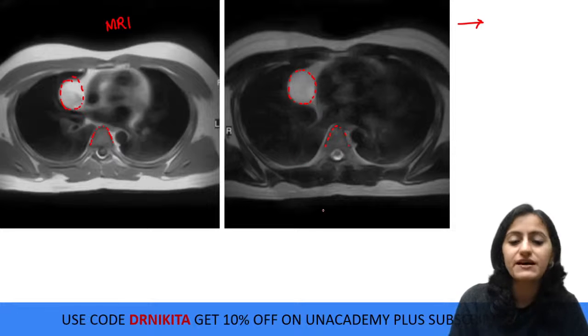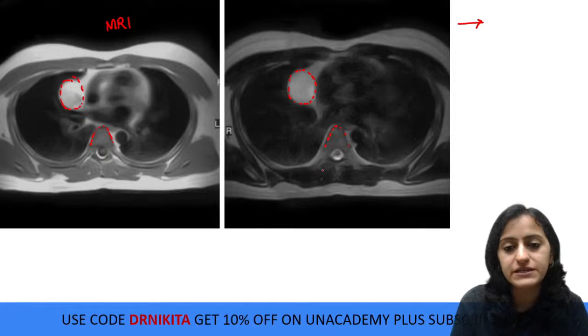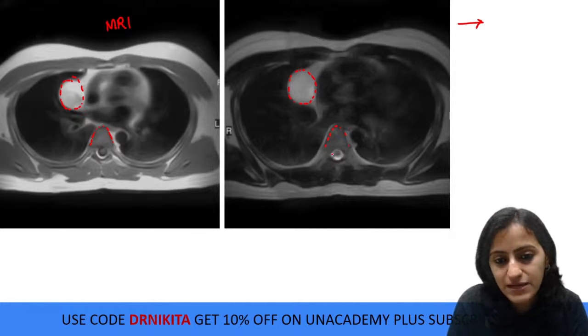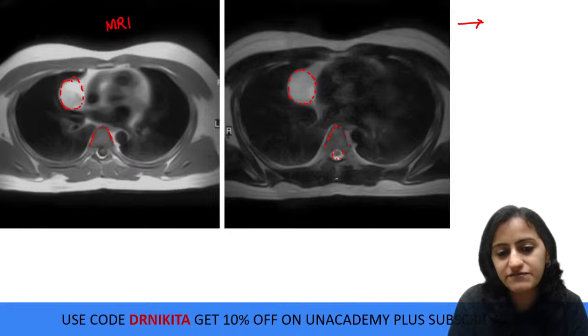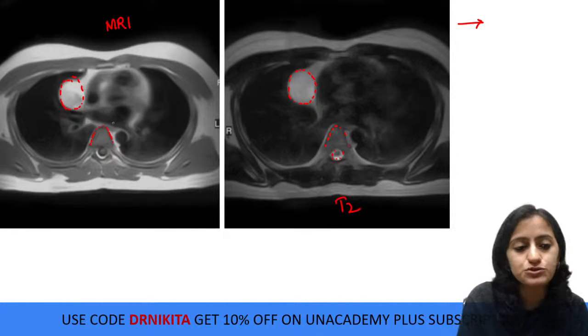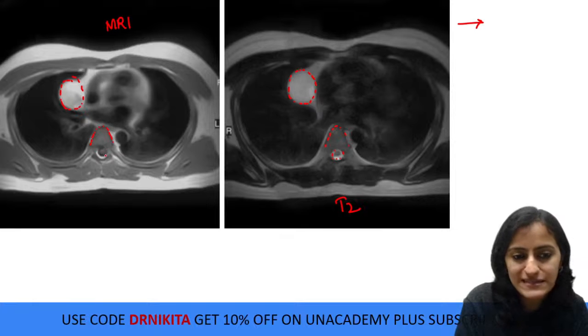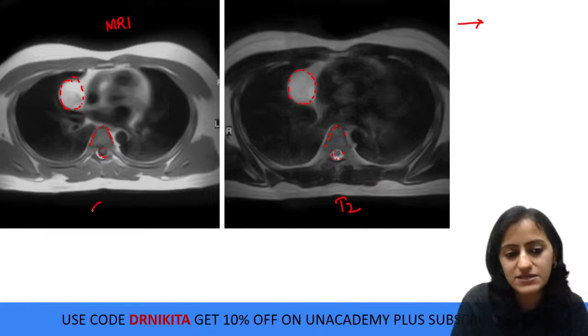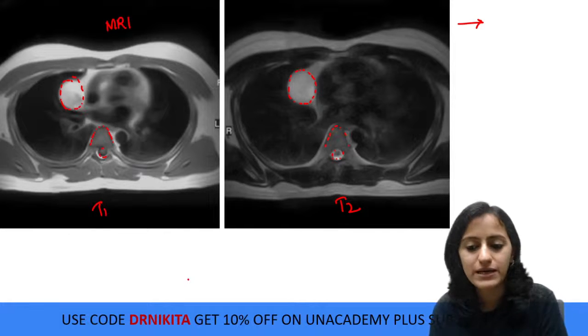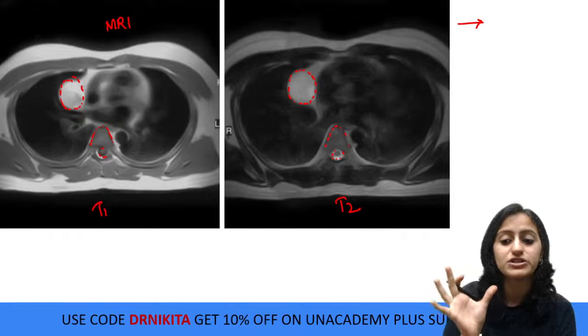How will you identify? Look at the water part of it. So look at the CSF surrounding the spinal cord. Here the CSF is white, so this is T2. Here the CSF is not white. This is the fat, okay, this is not CSF. Here there is a black rim surrounding the spinal cord. This is T1 weighted.